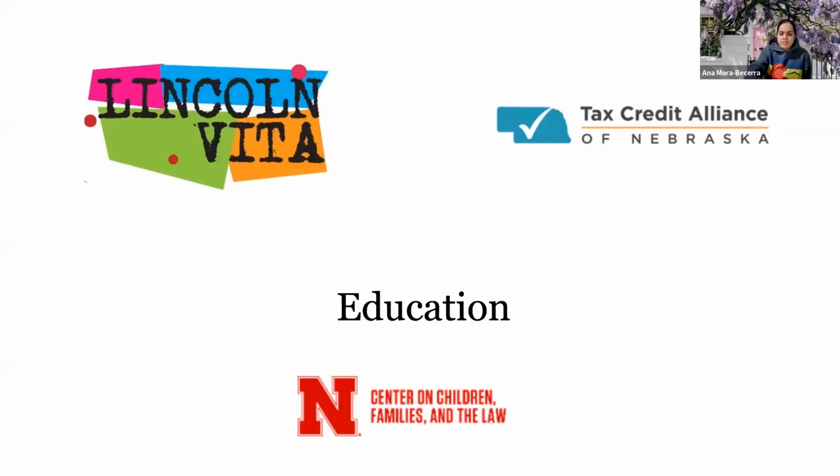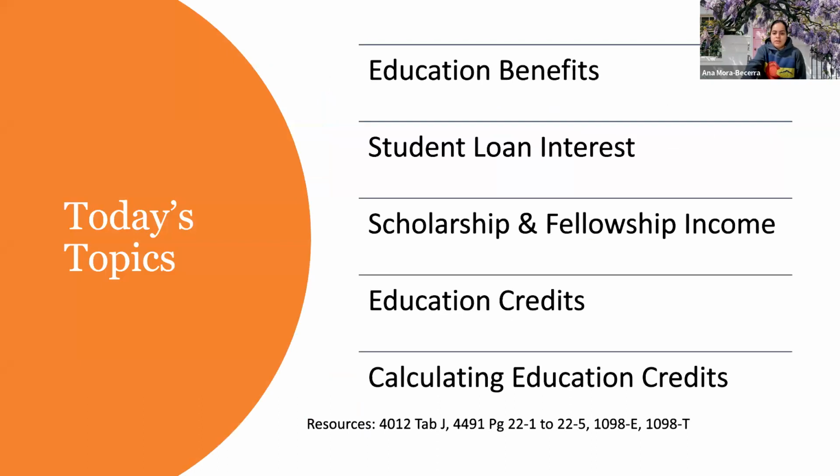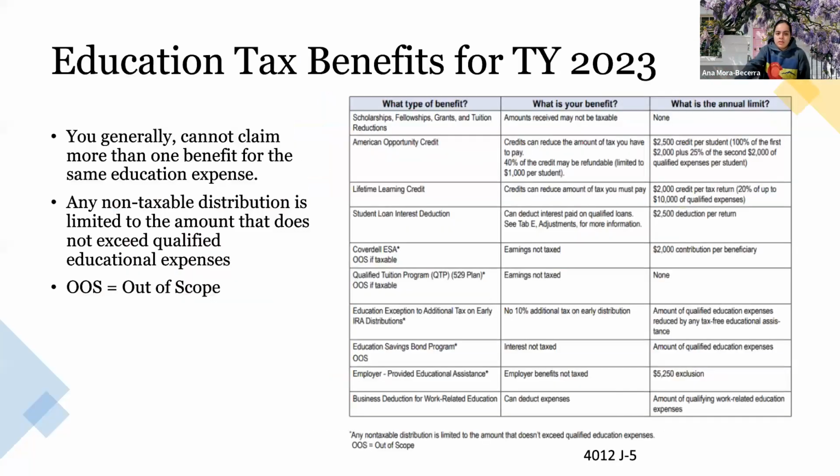So today we're going to talk about the education credits and benefits on the 1040. So let me minimize. We'll be talking about the student loan interest, the scholarship and fellowship income, education credits, and then how to calculate the education credits, and then the other education benefits.